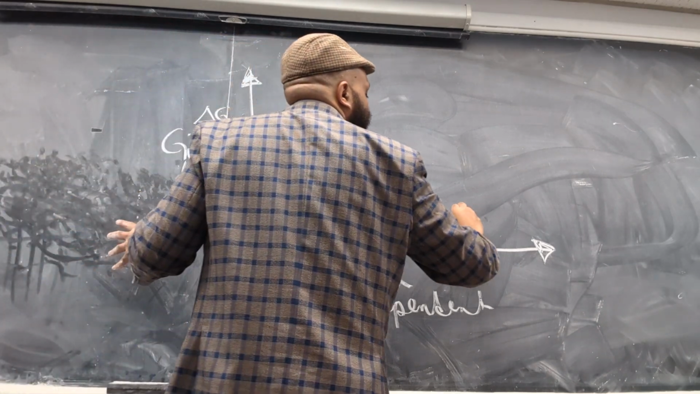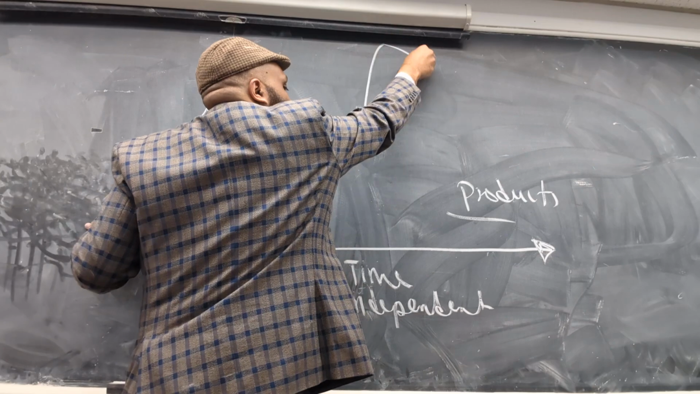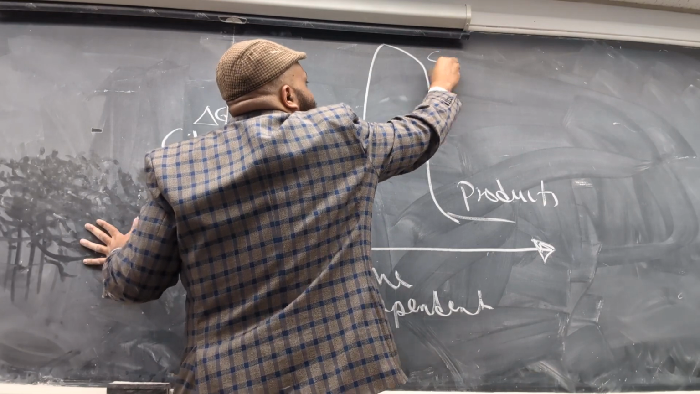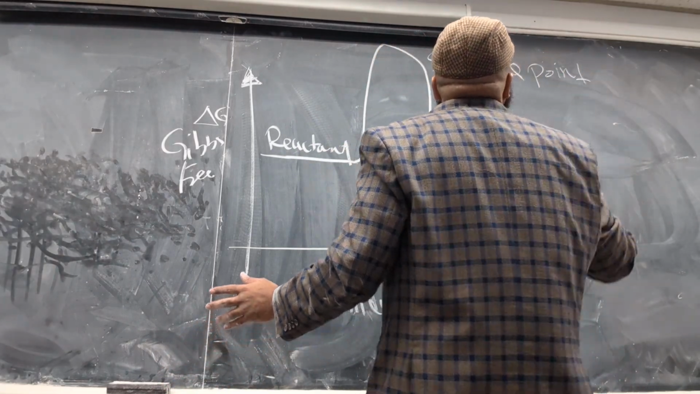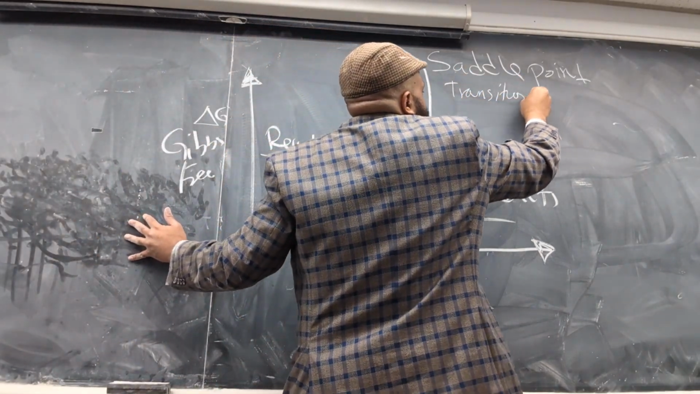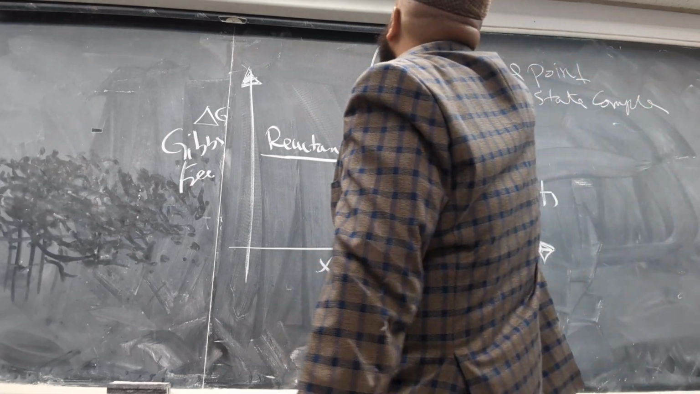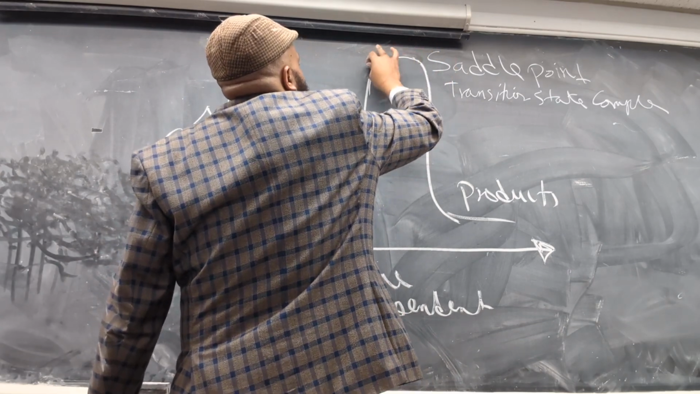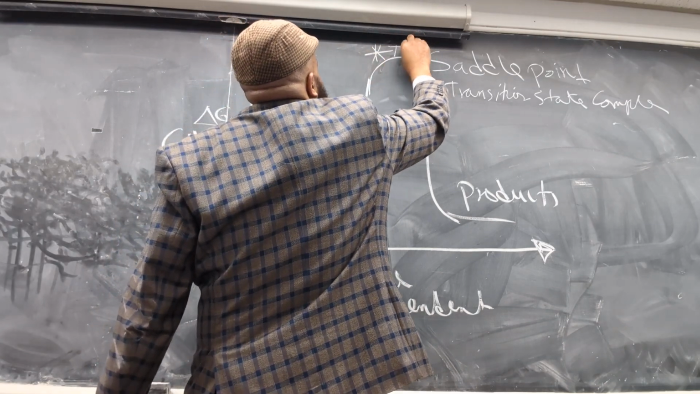In order for me to go from reactants to products, I have to go up a mountain and then come down. On top of this mountain, I have a very high point known as the saddle. That's my saddle point. This saddle point is very important because that is where you're going to have your transition state complex. This transition state complex is an intermediate that's going to be right at the top of the saddle, like a horse saddle. Right up here. That's the transition state complex, TSC.